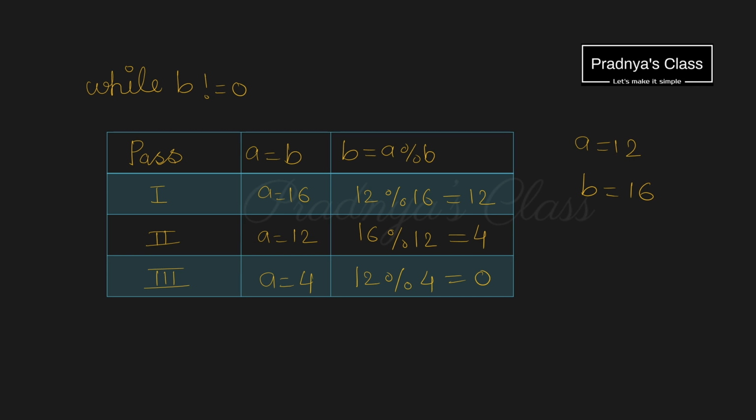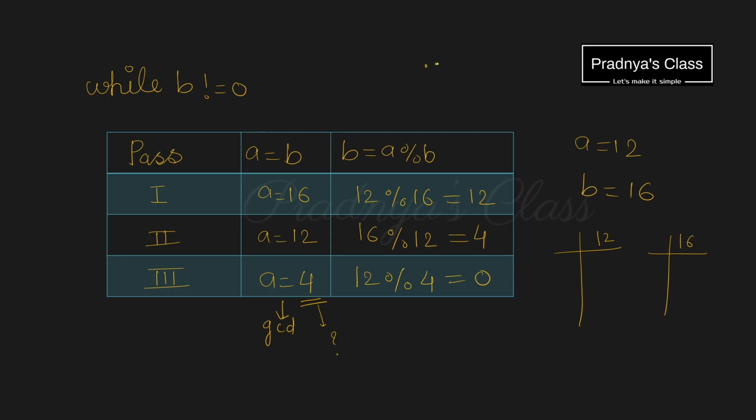Alright, the execution is done, but what is the value of GCD? GCD is nothing but the value of A. It means 4. Now do one thing. Pause this video and try out the prime factorization method to calculate GCD and let me know whether you are also getting the same answer or not.